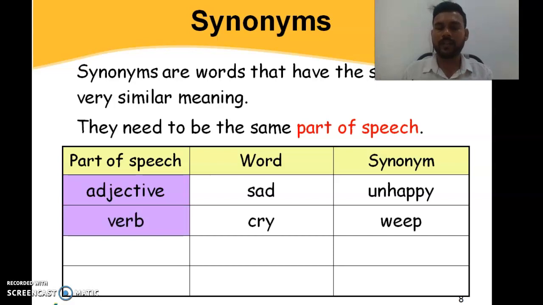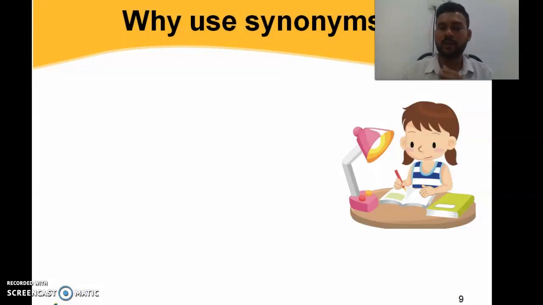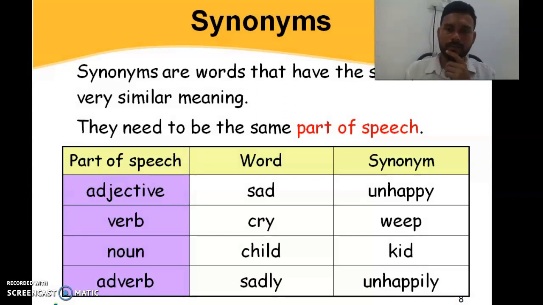The verb cry. A synonym of cry is weep, which is also a verb. The same for noun, the same for adverb. It should go like this. See, there is a word called small. Small is an adjective. You can give tiny, yes, an adjective.